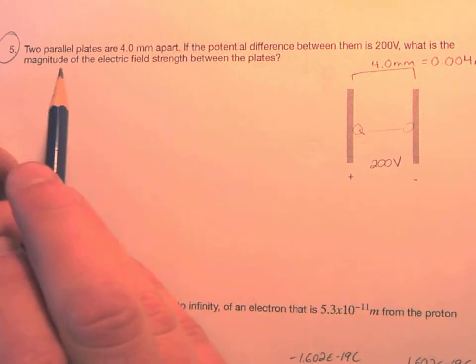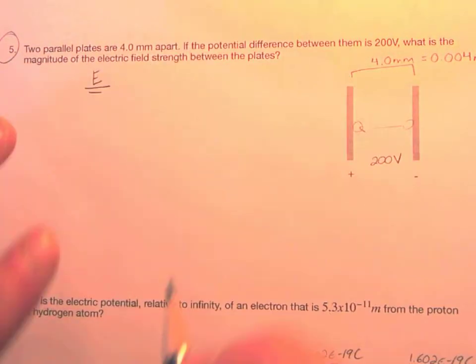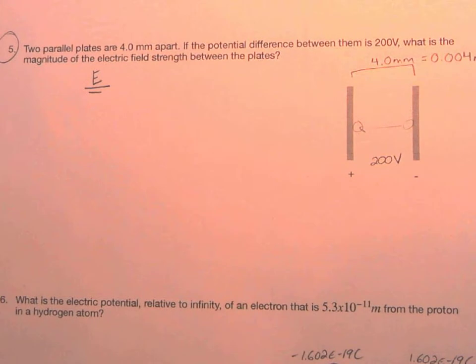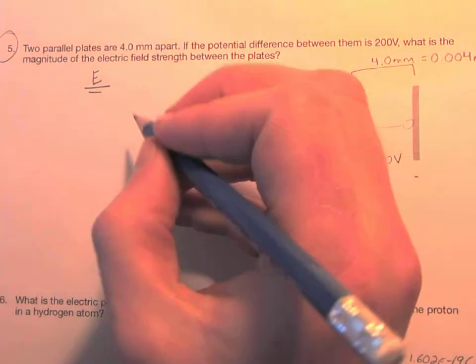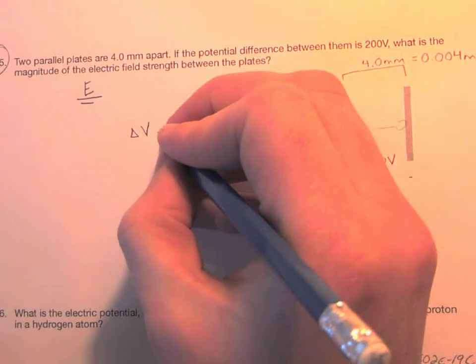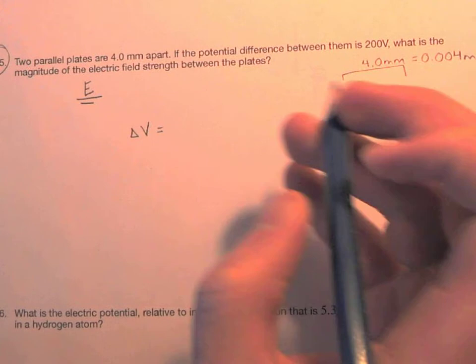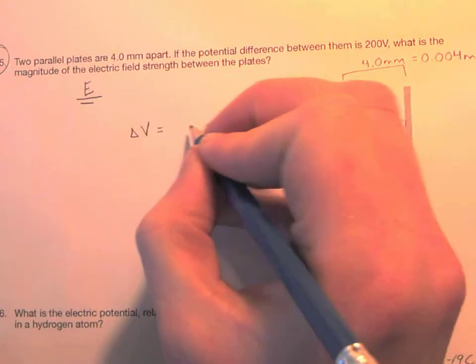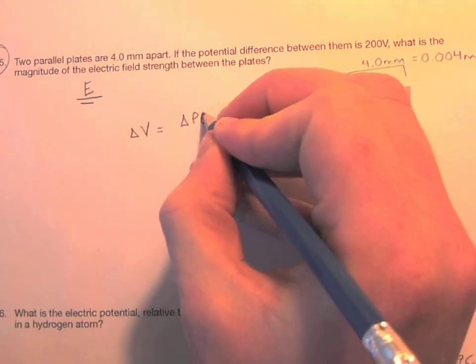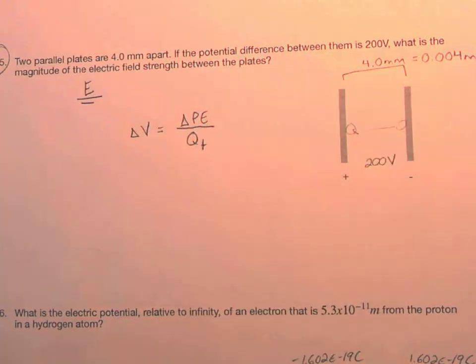What is the magnitude of the electric field strength between the plates? So what is the electric field strength? We need to find out what variable E is. In this question, I know I have the volts, so I'm going to probably have to use that equation. The change in volts from this spot to this spot is 200. So what's the equation for change in volts?